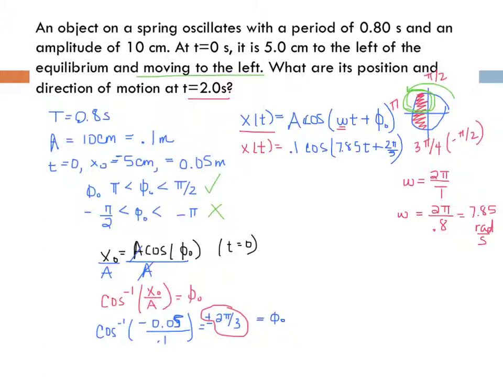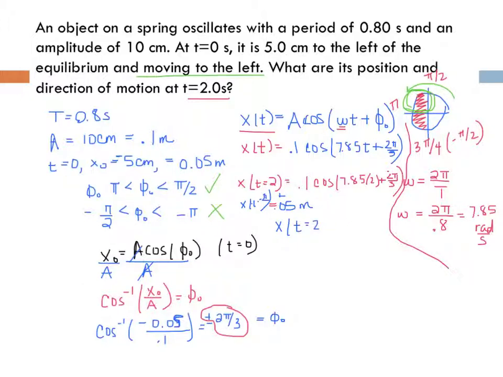Now I can evaluate this function at t is equal to 2 seconds. So I get 0.1 cosine of 7.85 times 2 plus 2 pi over 3. And that's going to give me a position of 5 centimeters, or 0.05 meters. Now, because this is a positive value, that means we are to the right of my equilibrium position. But that just means we can be found at that position. That doesn't necessarily mean we're moving to the left or right.